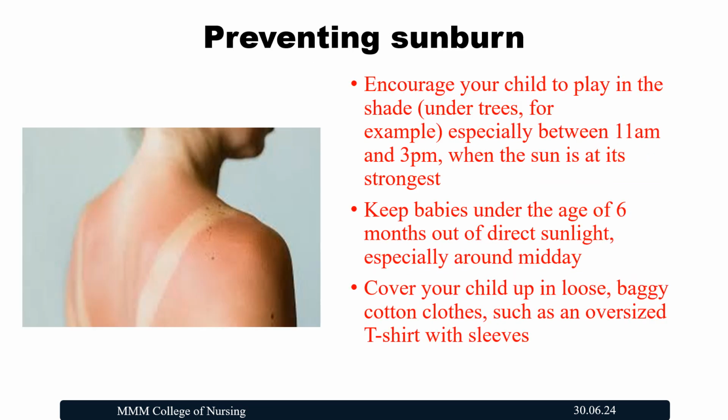Preventing sunburn. Encourage the child to play in shaded areas like under the trees, especially between 11 a.m. and 3 p.m., when the sun is at its strongest. Keep babies under the age of 6 months out of direct sunlight, especially in the midday period. And cover your child up in loose, baggy cotton clothes such as an oversized t-shirt with sleeves.